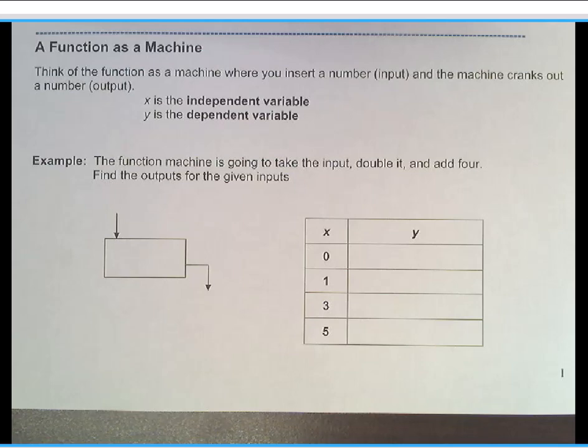Another way you can think about functions is to think of them as a machine. This is a way to gamify things a little bit and make this a bit more interesting than just working with X's and Y's on paper. So think of the function as a machine.